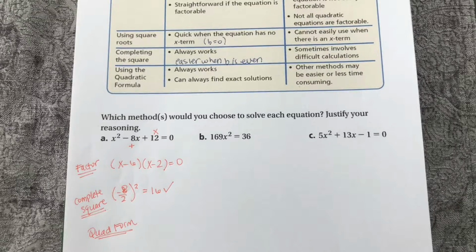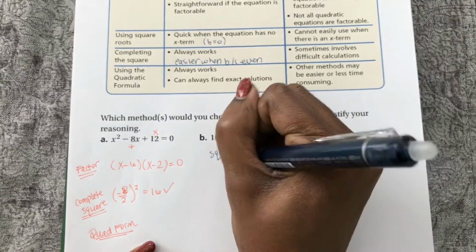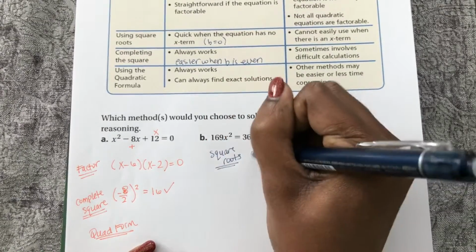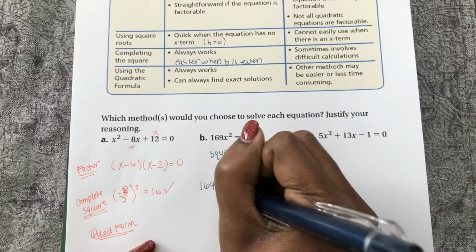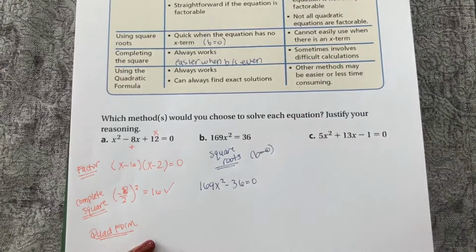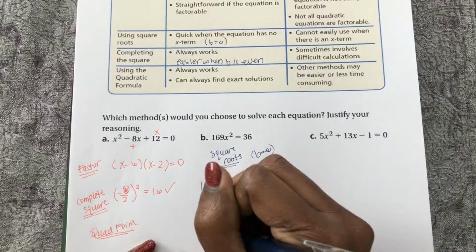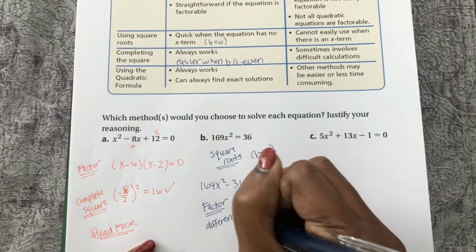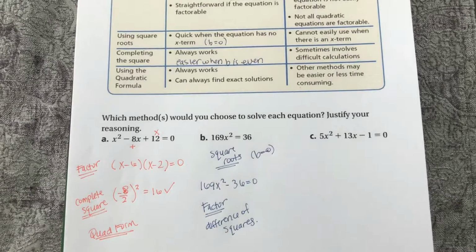Now, part B, the first method I could see is using square roots because b equals 0. I also could make this 169x squared minus 36 equals 0, and I could factor using a difference of squares. Other than that, quadratic formula is too big, and b over 2 squared wouldn't change anything.